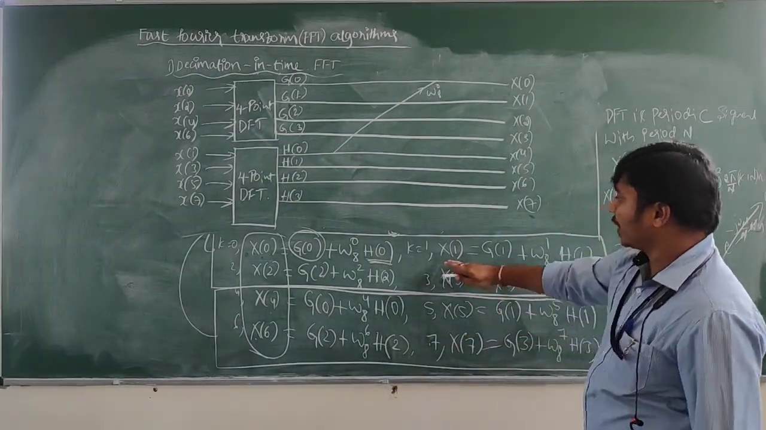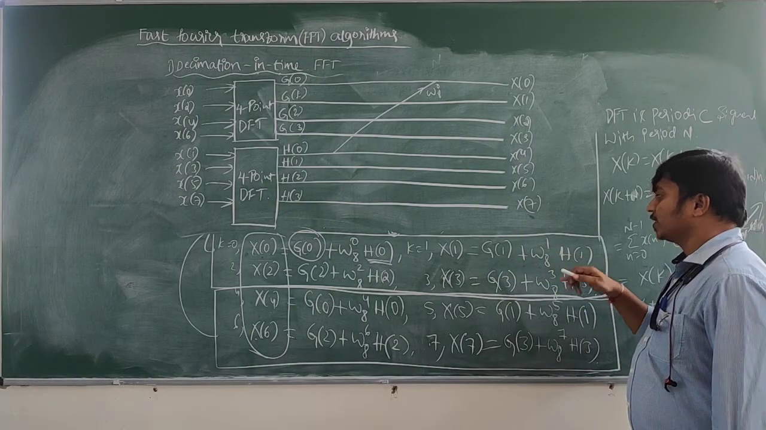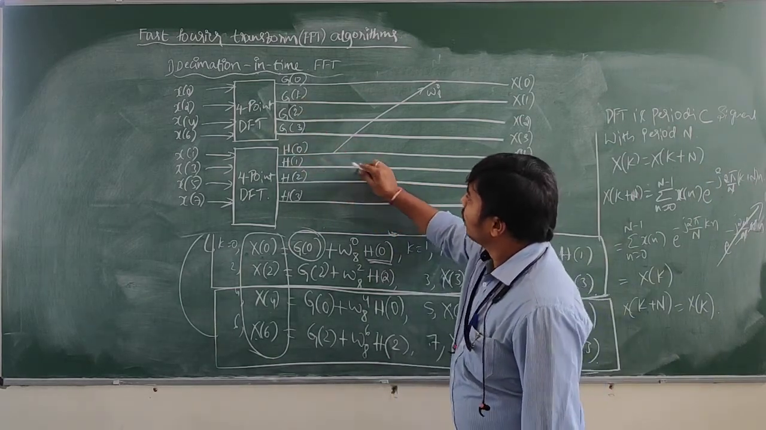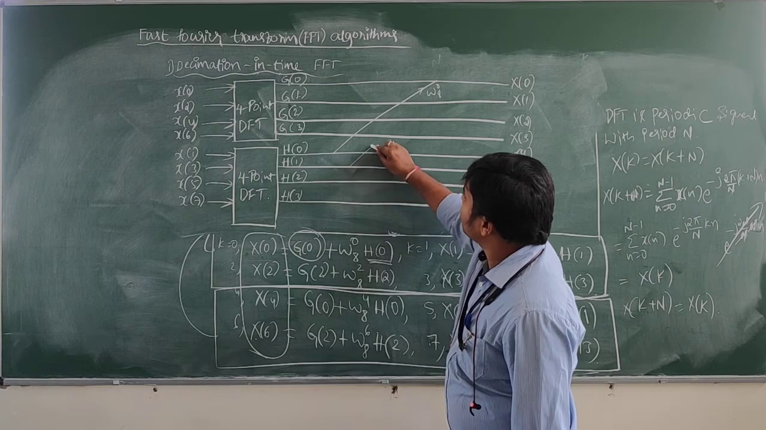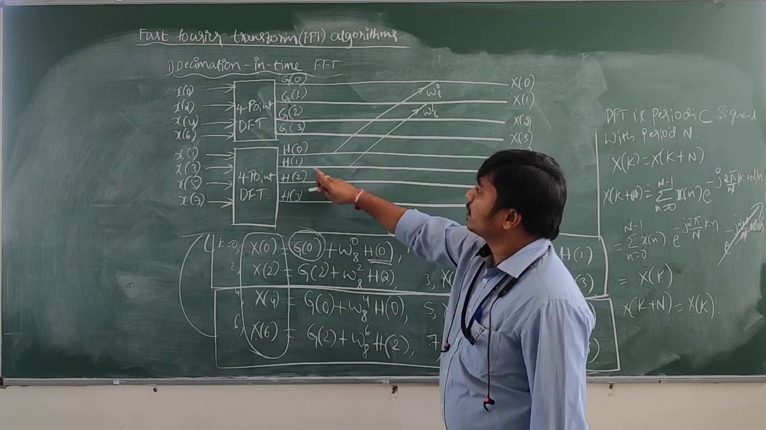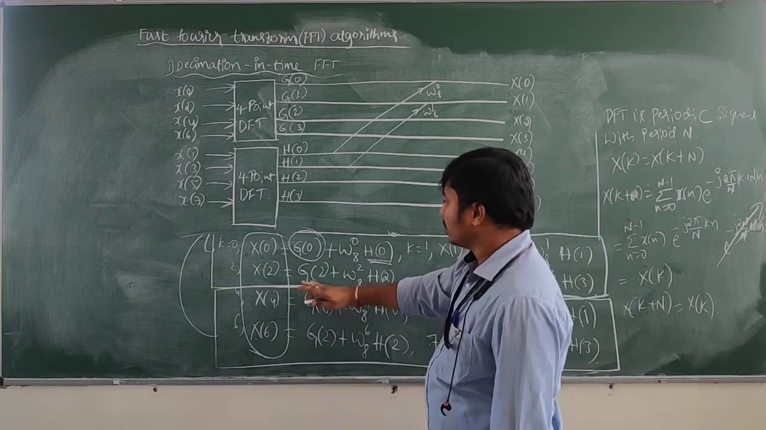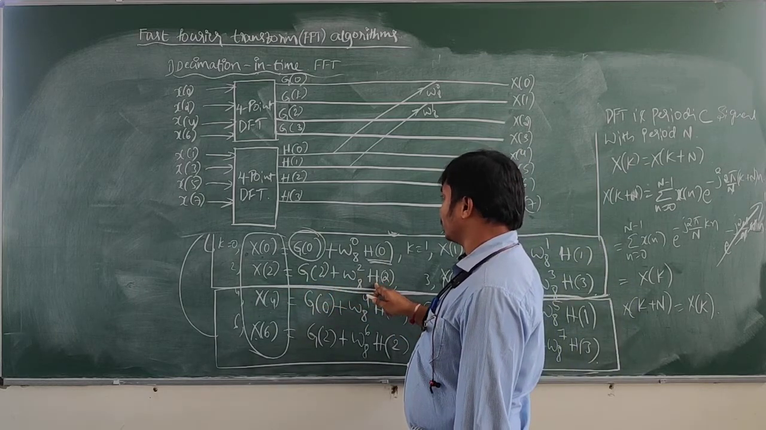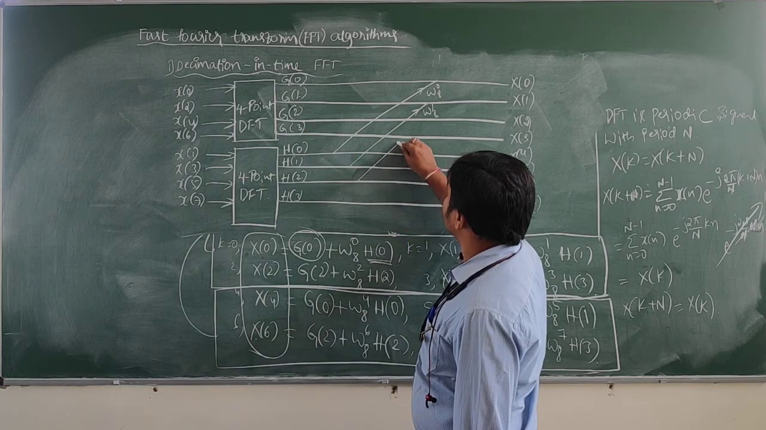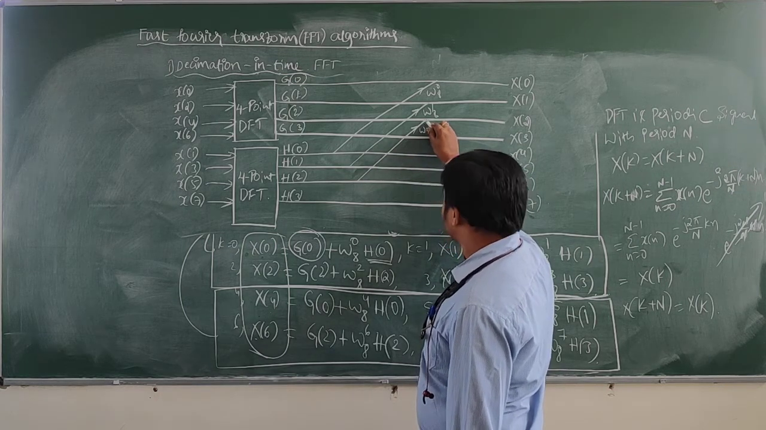Then what is the equation for x of 1? It is g of 1 plus w8 power 1 into h of 1. So here we have g of 1 and here we have h of 1. So g of 1 plus w8 power 1 into h of 1 will give you the x of 1. Then x of 2, we have g of 2 plus w8 power 2 into h of 2. So here we have g of 2, so add h of 2 to that g of 2 and multiply this h of 2 by w8 power 2.